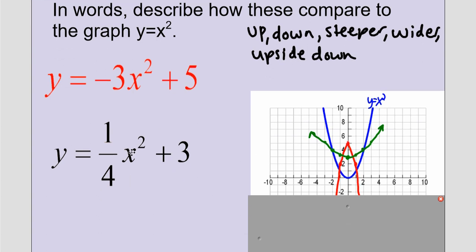The second one, which I've done in green, is wider because you're multiplying by a number in between 0 and 1, less steep, and it got moved up 3. So your words you'd be saying here are wider and up 3. So just to show an example for this last one, this is what you should say. You can even use bullet points. Wider, up 3.